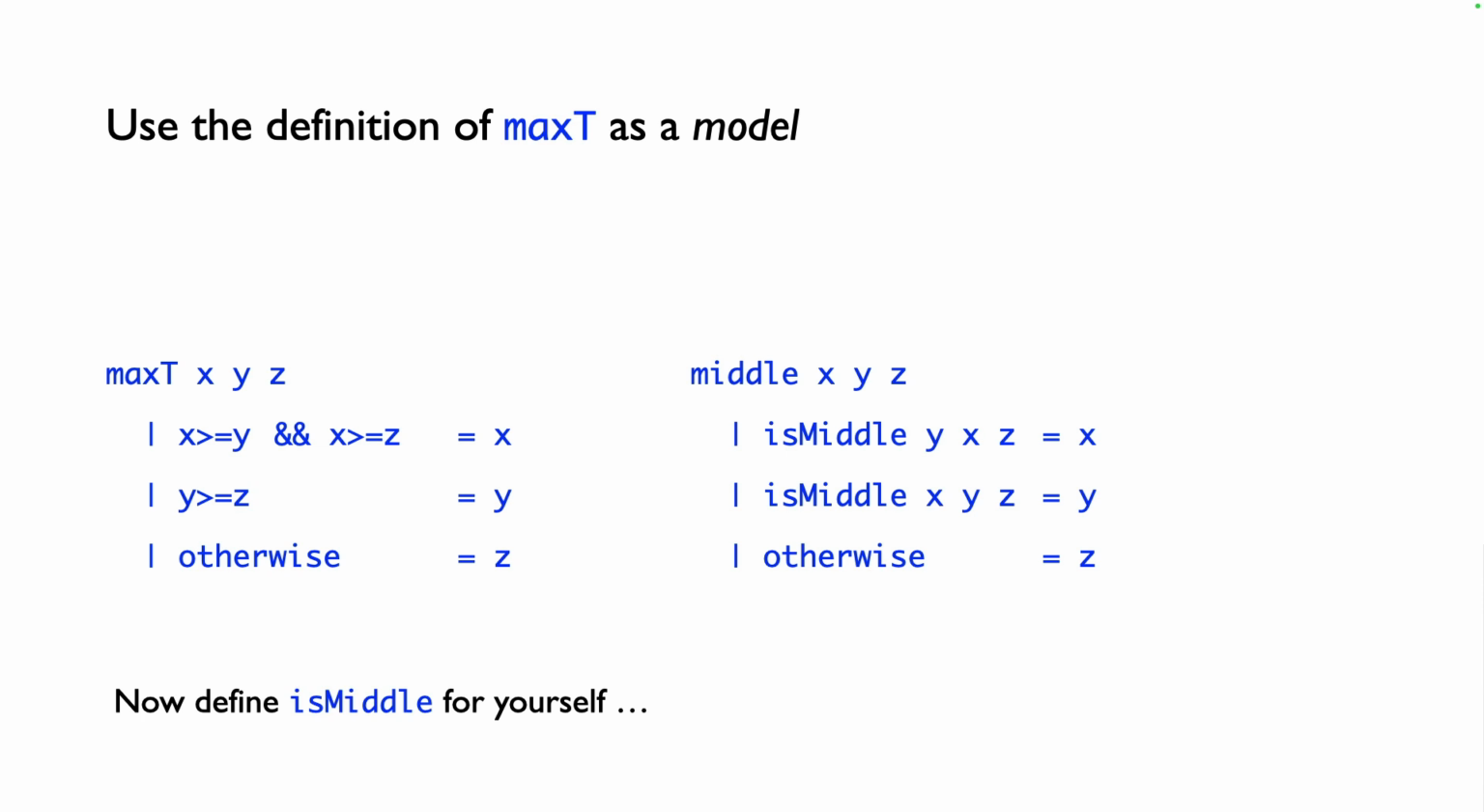X will be in the middle of y and z if y is less than or equal x, and x is less than or equal z, or it's between z and y the other way. So z is less than or equal x and x is less than or equal y. So you need to write that down as the value of a Boolean valued function. So there's an outline of how to do it, and as an exercise for yourself, why not try to write that down?